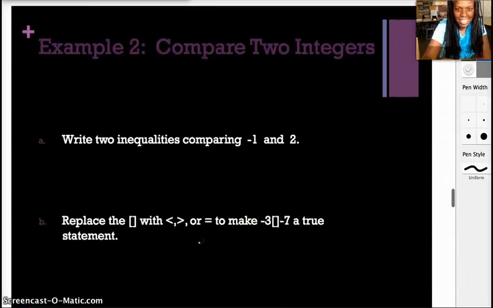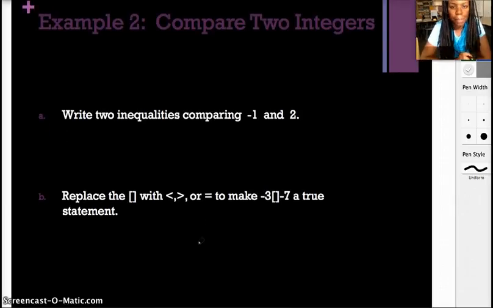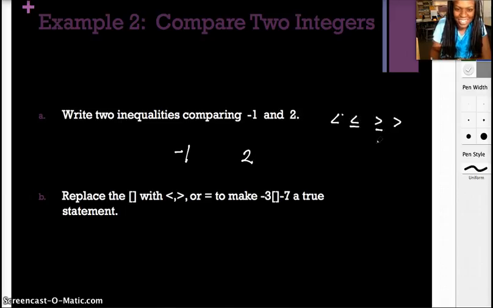Let's take a look at this next example. Example 2, compare 2 integers. So we're going to write an inequality comparing these 2 integers. We have -1 and 2. Now they're not equal, obviously, and we talked about the symbols that we would use: less than or equal to, greater than or equal to, or greater than. Which symbol best fits between these two numbers? Hopefully you guys all recognize that less than makes sense because -1 is less than 2.